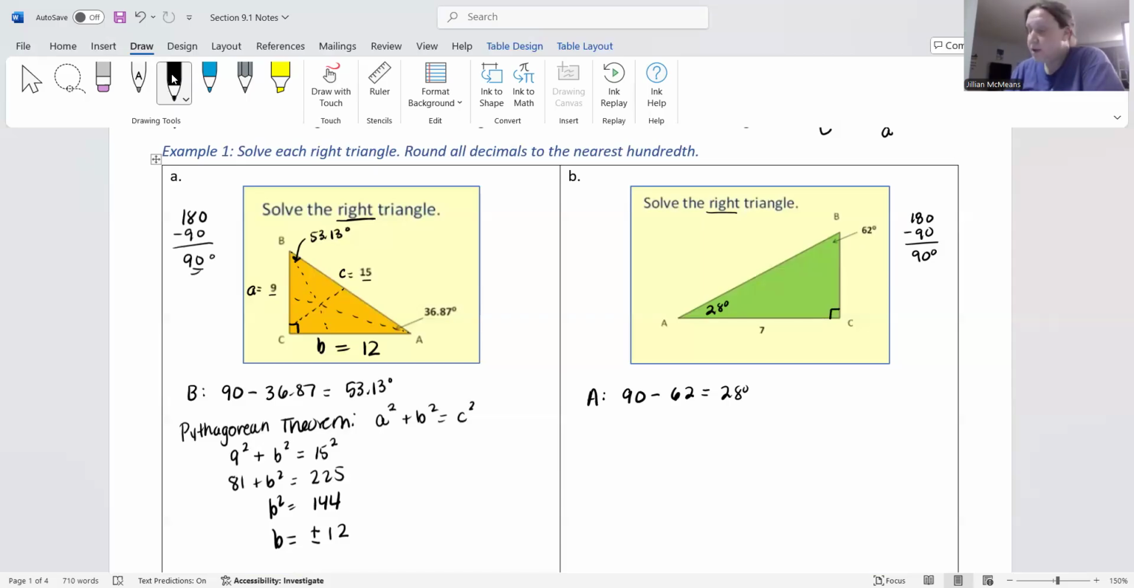But first, let's go ahead and label the three sides of this triangle. So opposite angle A, we have side length A, which is currently missing. Opposite angle C, we have side length C, which is the hypotenuse, but also missing. And then opposite angle B, we have 7. So we know the length of side B, okay? We need to find sides A and C.